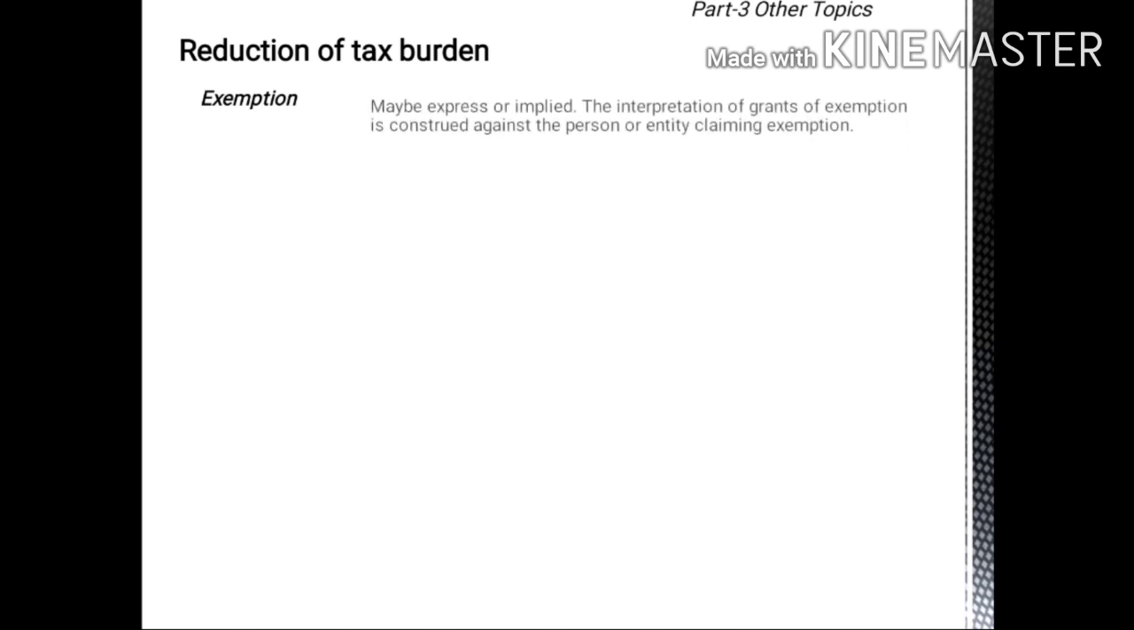So the next topic is how to reduce the tax burden. So there are ways. First is exemption. You get yourself exempted. However, it's difficult to be exempted because under the constitutional limitation, the exemption shall be voted by a majority of all the members of Congress, and it could be expressed or implied. Then in gray areas, the interpretation of grants of exemption is construed against the person or entity claiming the exemption. So, it is negatively biased against you.